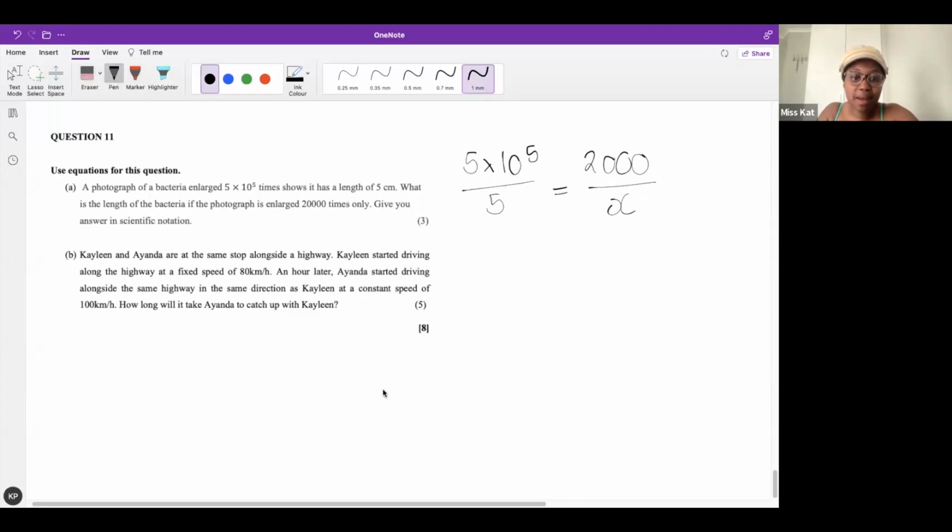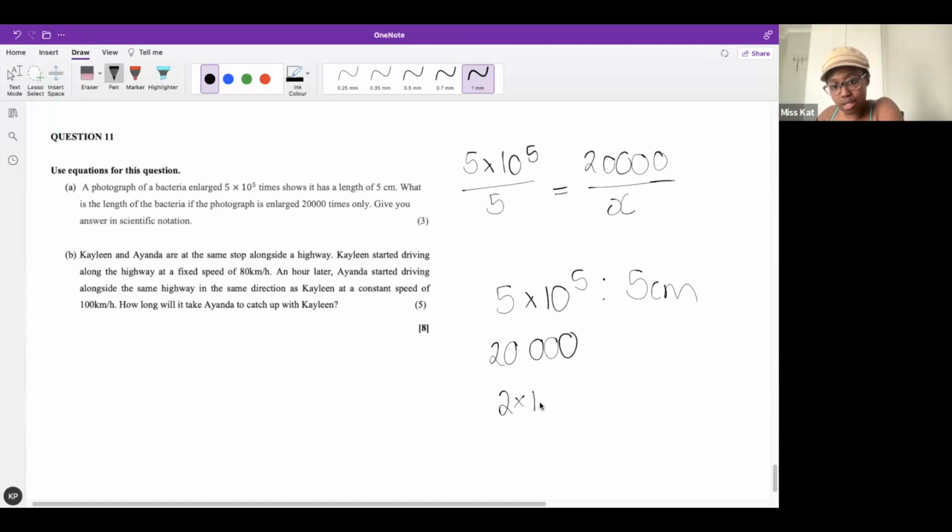And then we cross multiply. Ma'am, it's 20,000. Is it 20,000? 1, 2, 3, 4. Yes, it is. It's 20,000. Thank you very much. Okay, let me go back and check if you get what I just did here. Think of ratios. This one is 5 times 10 to the power 5, and we know it's 5 centimeters. And this one, which is 20,000, can be written as 2 times 10 to the power 4. We want to know what the centimeters would be. So now let's cross multiply.